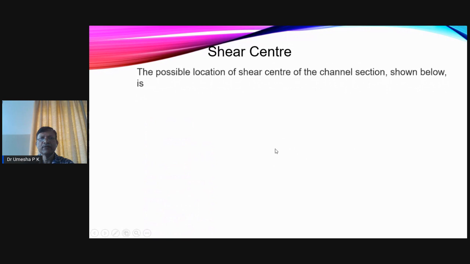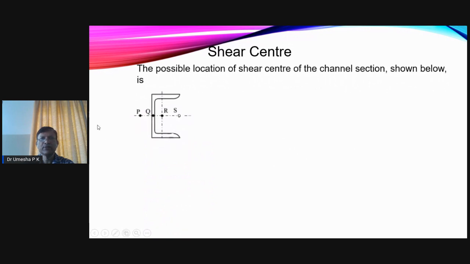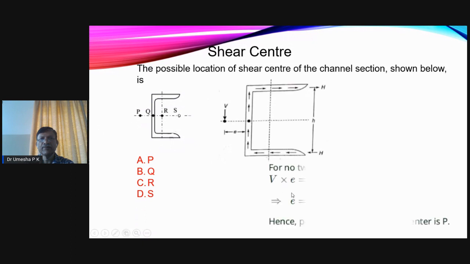And the shear center, what is the shear center for this one? So it will be here. You will be knowing that one. So that, no twisting means that will be coming. e is equal to P is the correct answer. So that is the one.